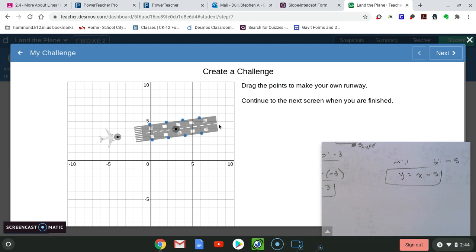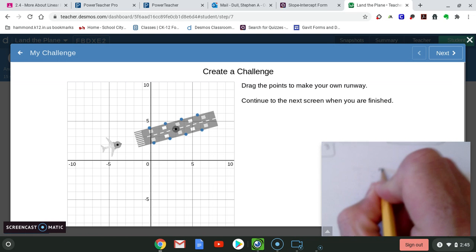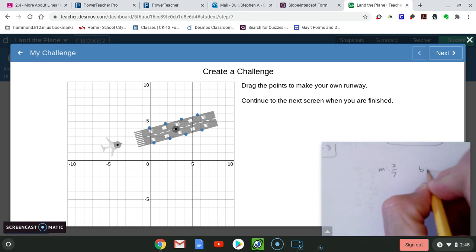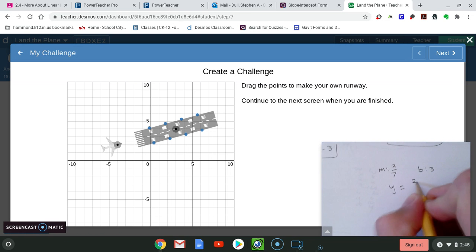So if I wanted to make this super challenging, I would leave it like that with a fractional y-intercept, but I don't feel that mean. So I'm going to do this. All right. So this is my runway, and I'm trying to write the equation of this dotted line. So let's see, I'm going to go up 1, 2, and over 1, 2, 3, 4, 5, 6, 7. So my slope number is 2/7. My intercept is positive 3. So my equation is y equals 2/7 x plus 3.